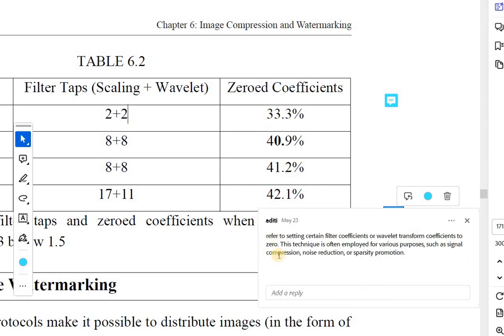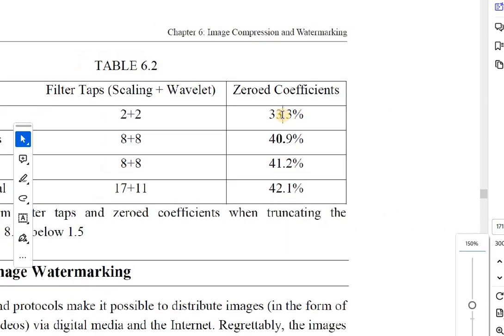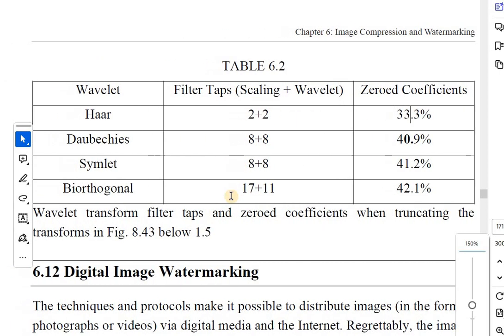Now, what is a zeroed coefficient? It refers to setting certain filter coefficients or wavelet transform coefficients to 0. So I'm going to set certain coefficients to 0. This technique is often applied for various purposes such as signal compression, noise reduction or sparsity promotion. So basically we are applying this concept for reduction. The higher the percentage of zeroed coefficients, the greater the reduction. Okay, it is as simple as that.